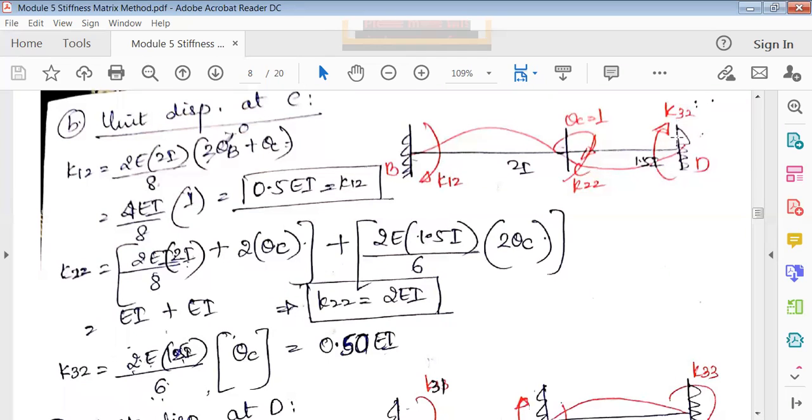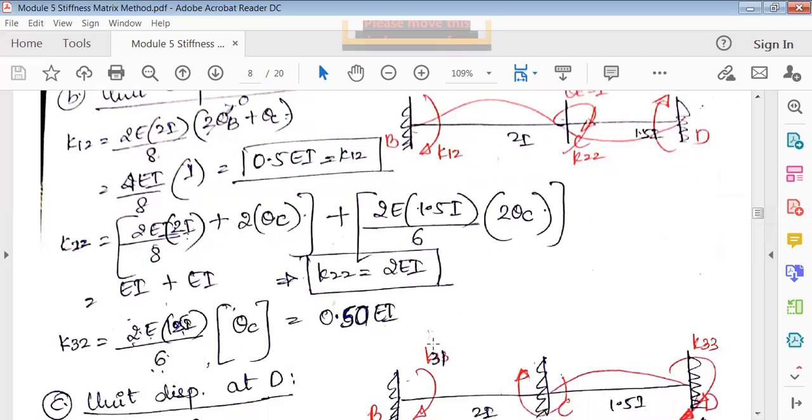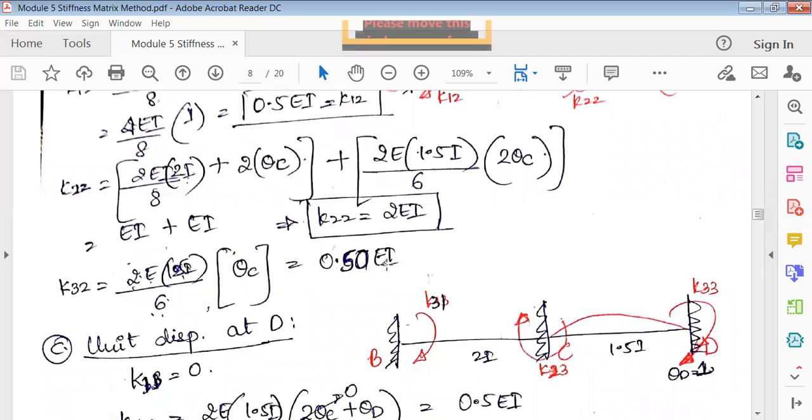Similarly, K32. So here K32, only this span is affected, only you have to measure this. So MDC is equal to 2EI by L, 2EI, I is 1.5I divided by L is 6, into 2 times theta D plus theta C. So D is 0 here. Once you mark this, then find out. So K32 is 0.5 EI.